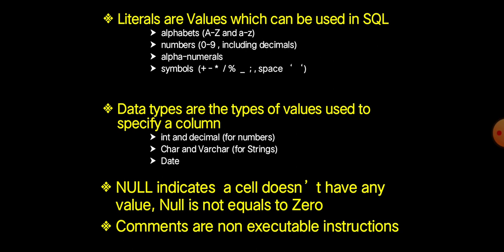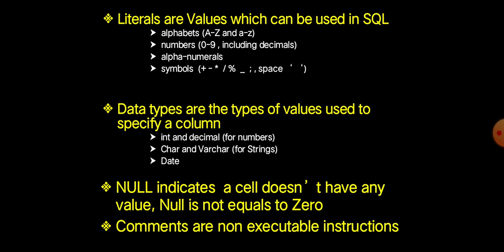Literals may be alphabets, numbers which include decimal points, or the combination of alphabets and numerals called alphanumerals, and symbols like brackets, plus, minus, asterisk, division, remainder, underscore, semicolon, comma, space, and single quotation mark.